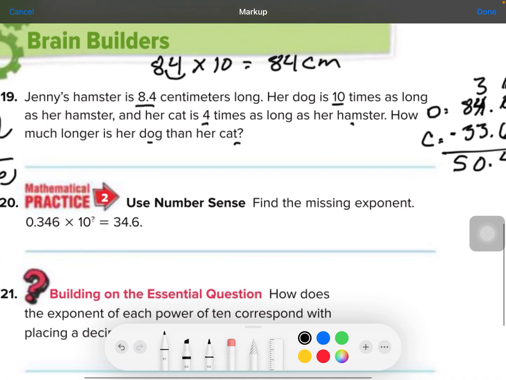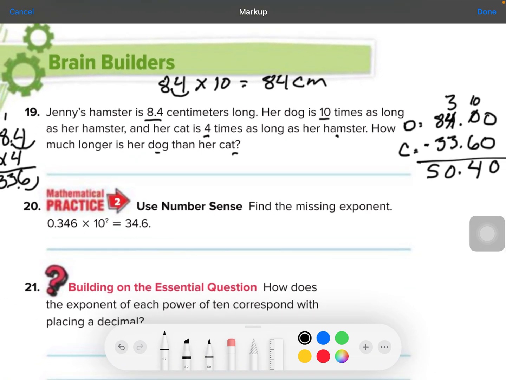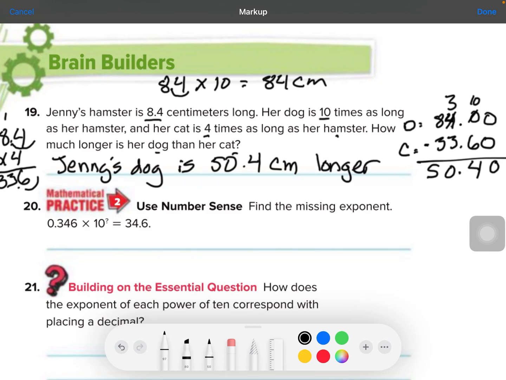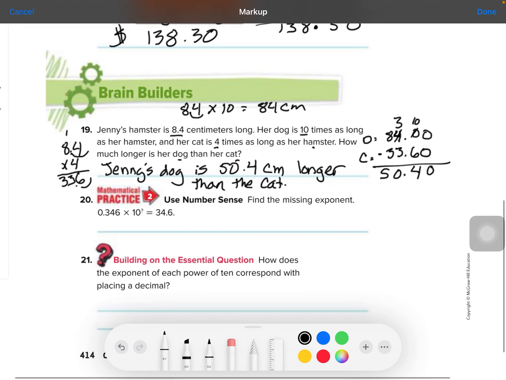So our answer that they're asking is how much longer is her dog than the cat? So we're going to say Jenny's dog is 50.4. We don't have to add that extra 0 because it still means the same amount. Centimeters, because that's what we're measuring, longer than the cat. There we go.